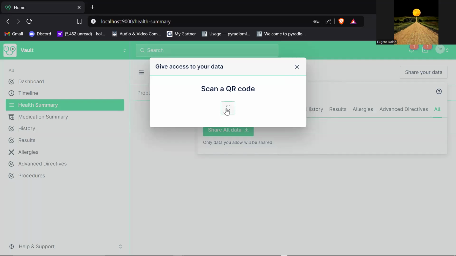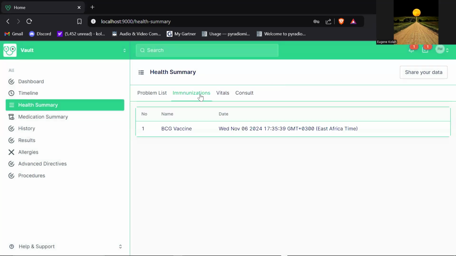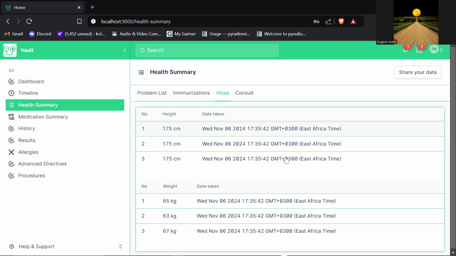So if she is not able to scan, there's also the ability to just request an OTP, so that we ensure that she's giving consent to whoever is accessing her data. She'll also be able to see the immunizations that have been given for both her and her children. She can also see the vitals and track them, making it easier for her.